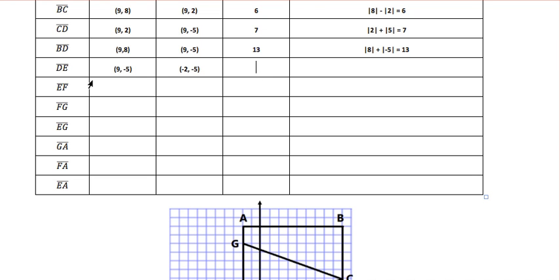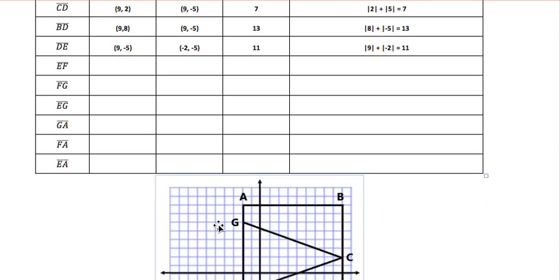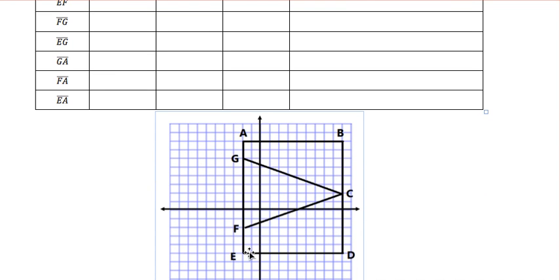The distance between them. Now notice, now our y values are the same, negative 5 and negative 5. And the x values are the ones that change. This is positive, this one is negative, so we'll need to add their absolute values, which will be 11, and we'll prove that by showing the absolute value of 9 plus the absolute value of negative 2 equals 11. Please make sure that on your packet you go down and count as well so you can see that that is true.